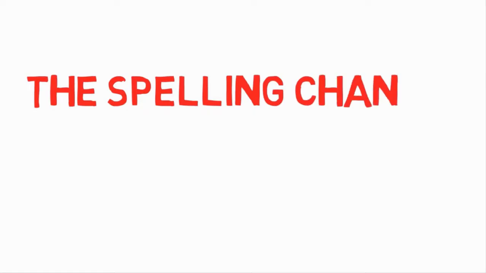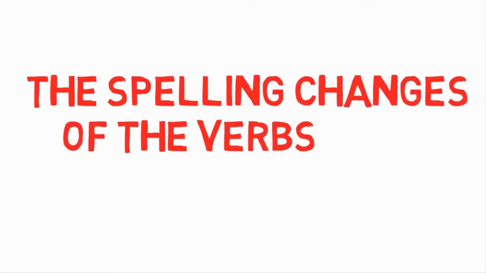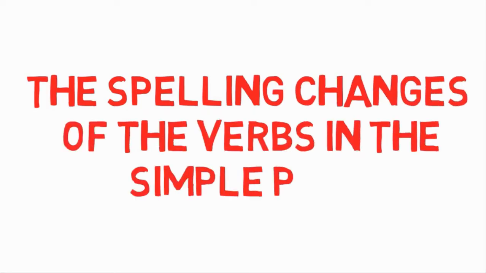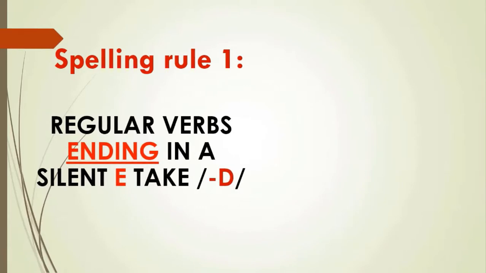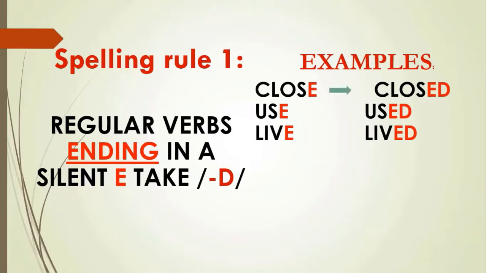The spelling changes of the verbs in the simple past. Spelling rule 1. Regular verbs ending in a silent E take D. Examples: close, closed; use, used; live, lived.